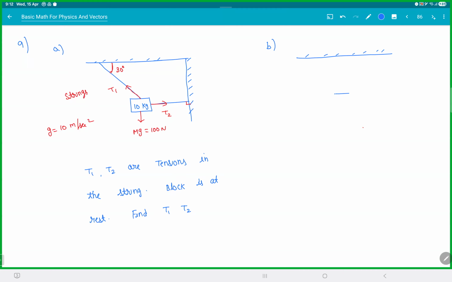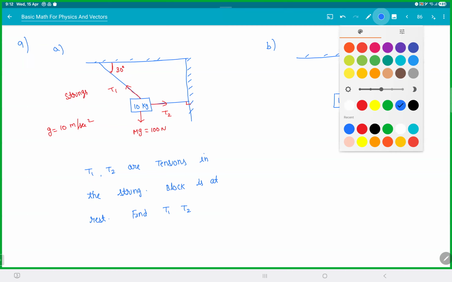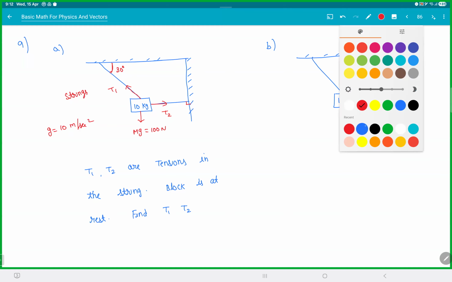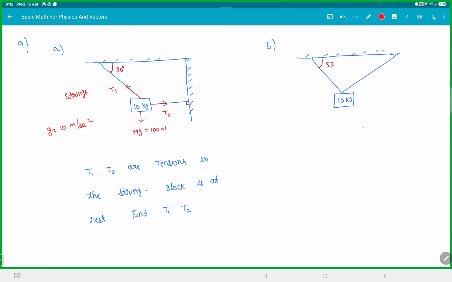Same question, 10 kg block. But this time the strings are like this. This is 53 degrees and this is 37 degrees. This is T2 and this is T1 and the weight is 100 newtons. There, A part and B part, get them both. Let's get the first part. I'll give you 1.5 minutes for the first one.